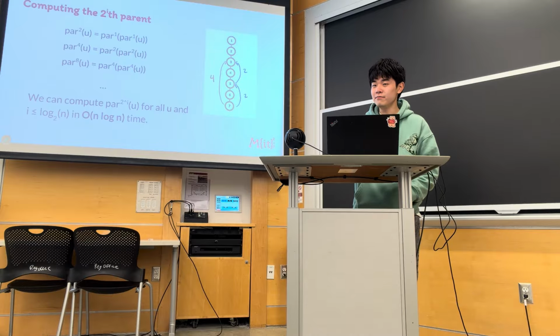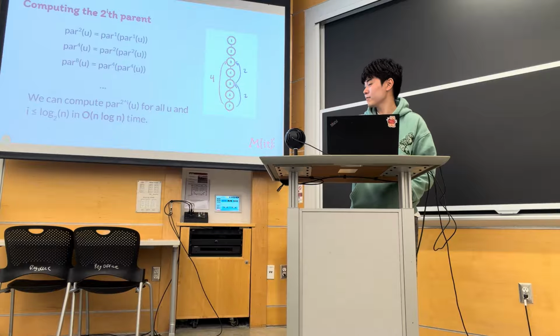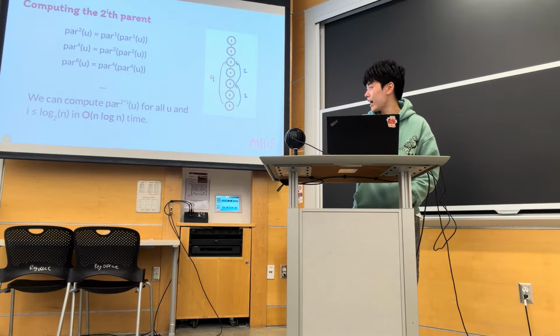And notice that at each step, for example, to find the 8th parent, we only needed to know the 4th parents of all of those. And to find the 4th parent, we only needed to know all the second parents. So that means we can compute the 2 to the ith parent for all of u in O of n if we're given the 2 to the i minus 1 parents. And since there are only log base 2 of n i's that we should check, we can compute the 2 to the ith parent of u for all of u in O of n log n. And this is O of n per layer, and each layer is just computing the 2 to the ith parents given the 2 to the i minus 1 parents.